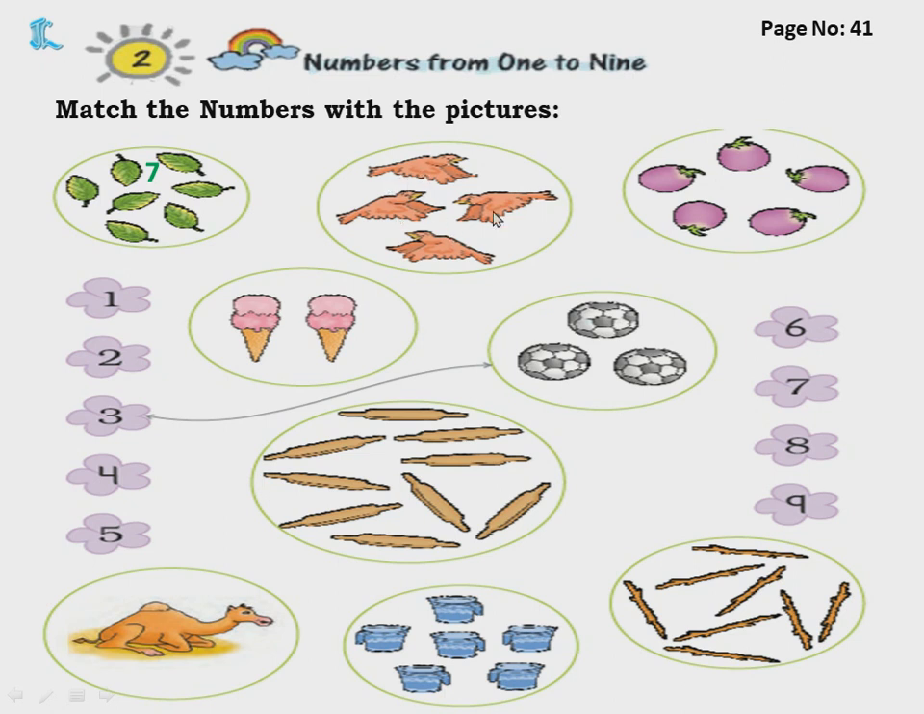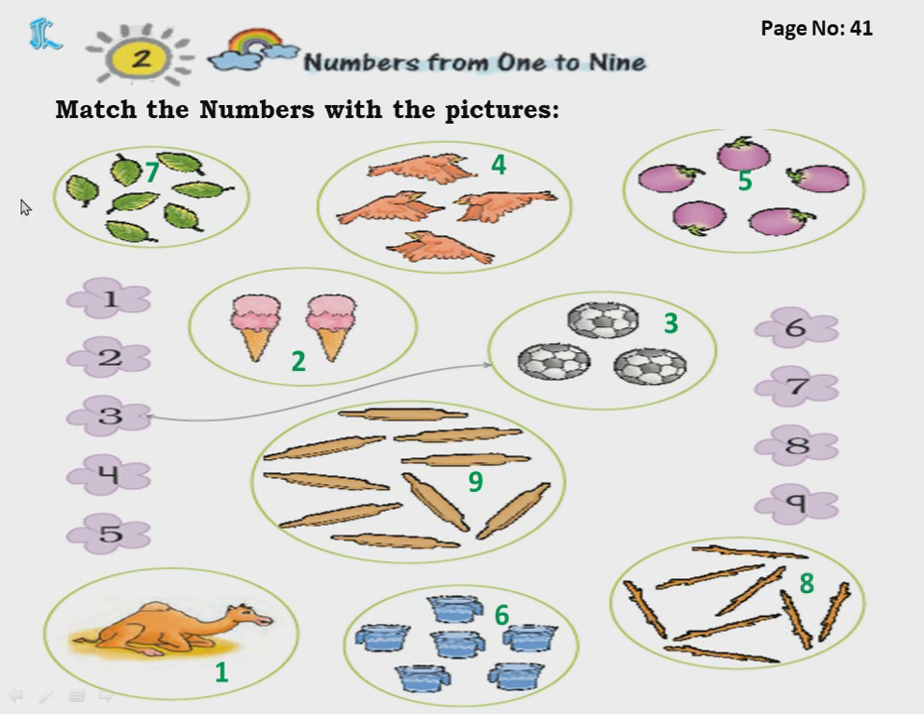Birds, 1, 2, 3, 4. Next, this one, 1, 2, 3, 4, 5. Next, ice cream, 2. Balls, 3. 1, 2, 3. Next, this one, 1, 2, 3, 4, 5, 6, 7, 8, 9. Next, camel, 1. Mugs, 1, 2, 3, 4, 5, 6. Next, sticks, 1, 2, 3, 4, 5, 6, 7, 8.